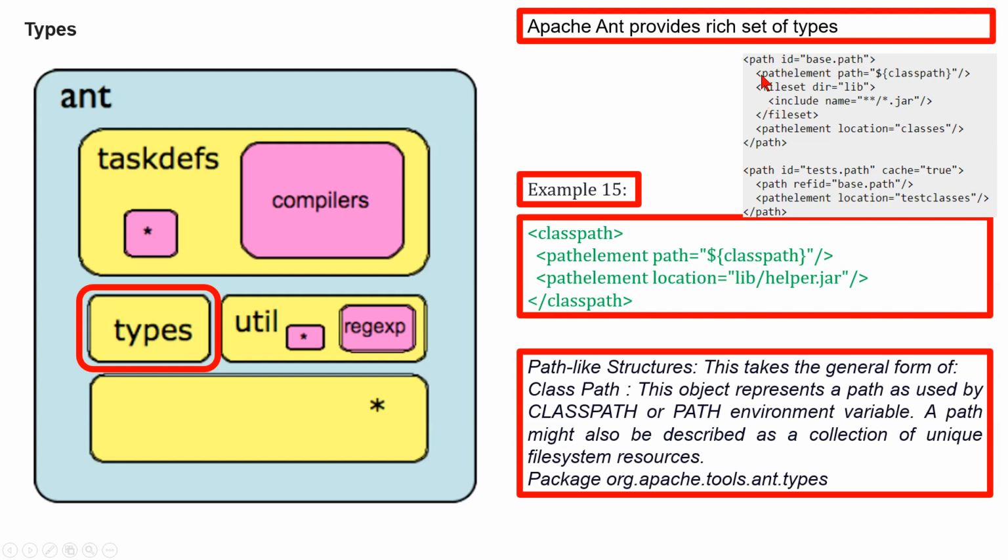Here, a path-like structure can include a reference to another path-like structure, a path being itself a resource collection via nested path elements.